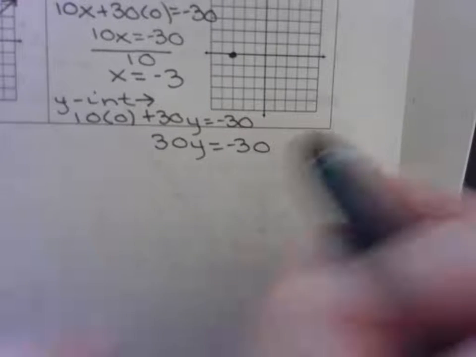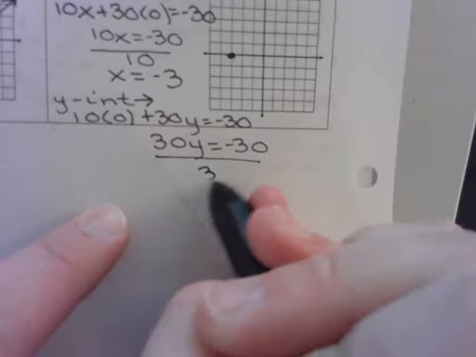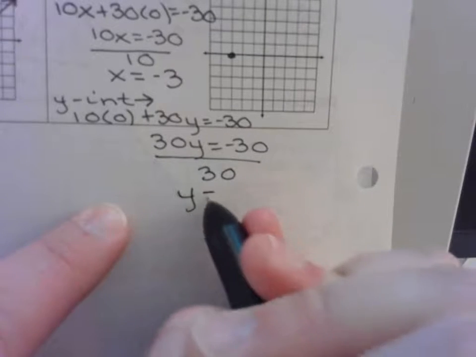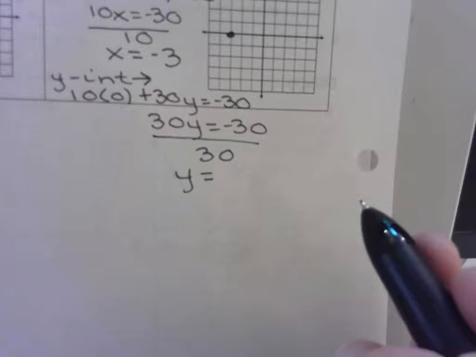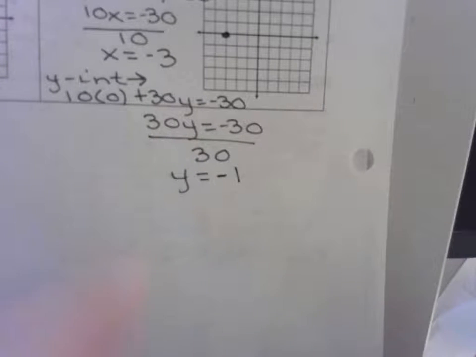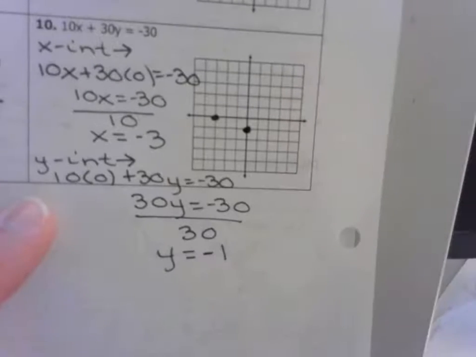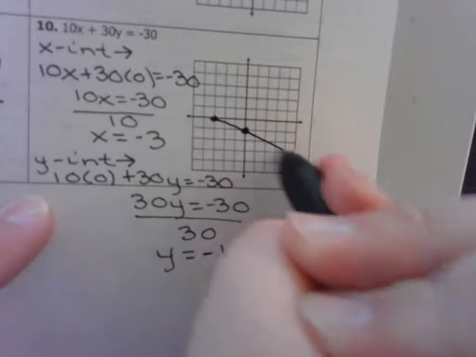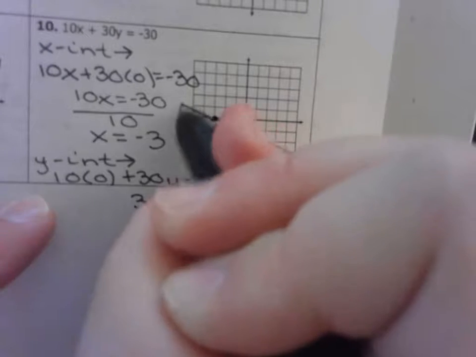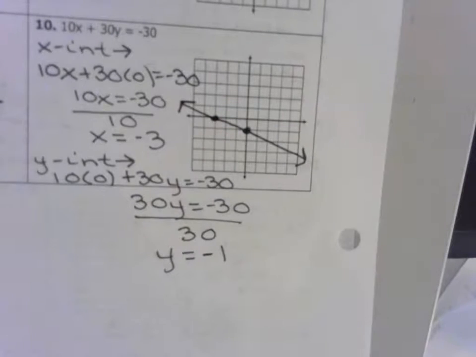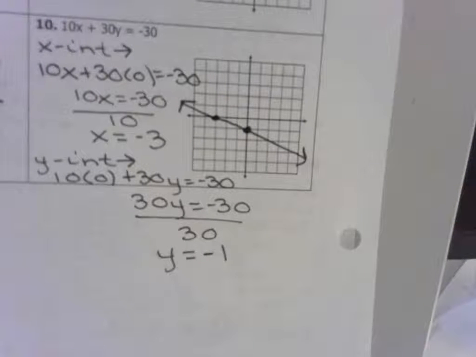Okay, how do I solve for y? Divide by 30. Y equals negative 1. How do I graph a y-intercept of negative 1? Down 1. 2 points make a line. Draw your line through them. So a different way of graphing, if it's in standard form, it's another way to graph.